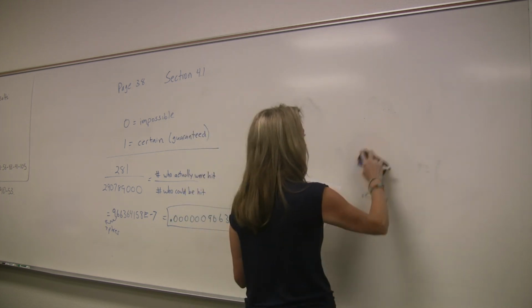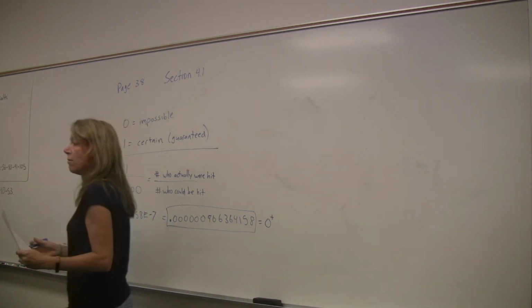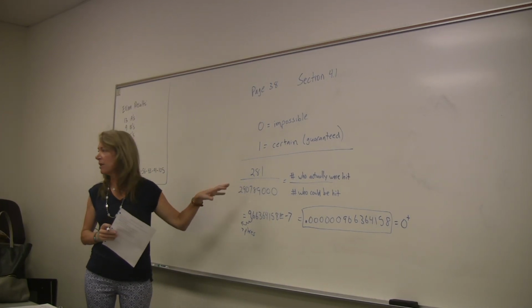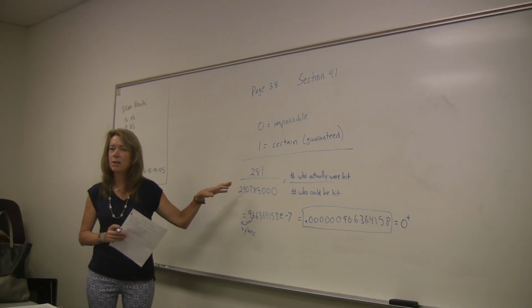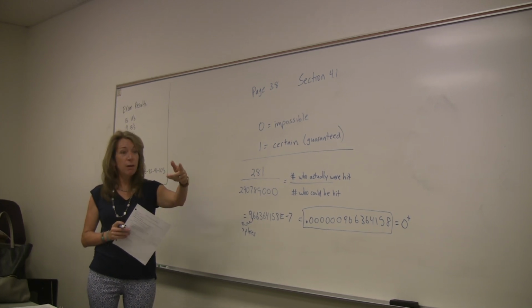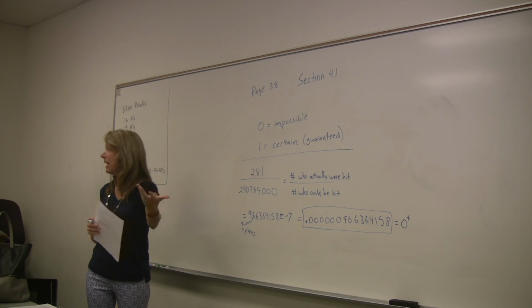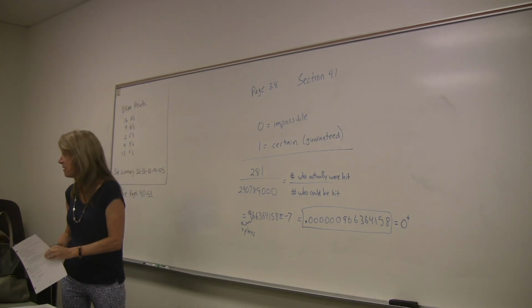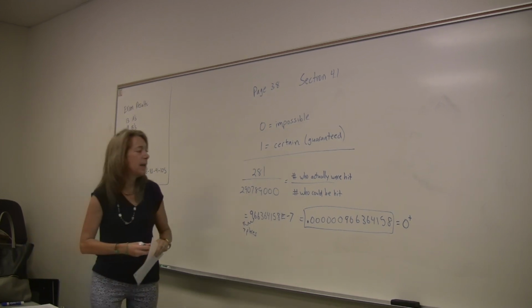Subtract 281 from the big number and then divide that number by the big number. So she wants to subtract 281 from this large number. Why does she want to do that? That's the difference. We want to know how many people weren't hit by lightning, because the question is asking for the probability that you weren't hit by lightning.